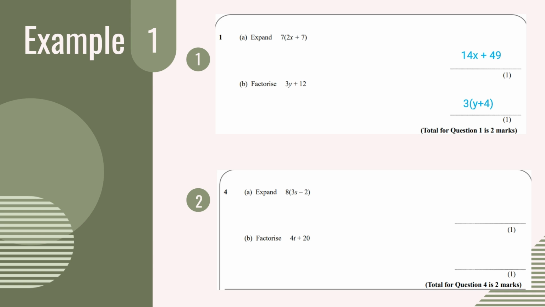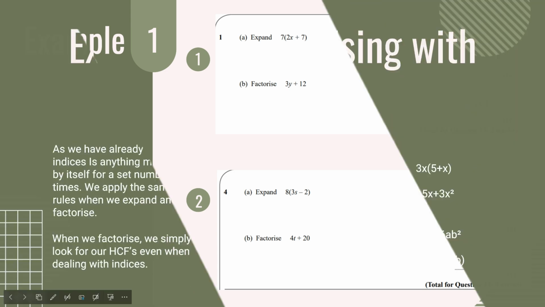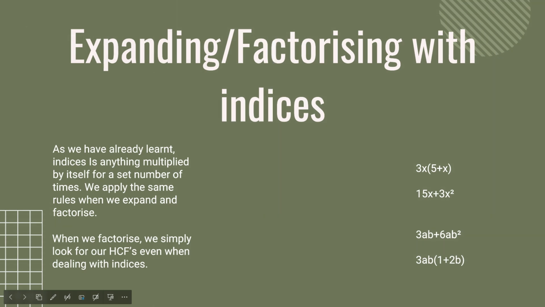Question 2 says expand 8 bracket 3s minus 2, so we simply times both by 8 to get 24s minus 16. Then part B says factorise 4t plus 20, highest common factor of 4, so we write 4 bracket t plus 5. At grade 4 level, we are expected to know how to expand and factorise with indices.